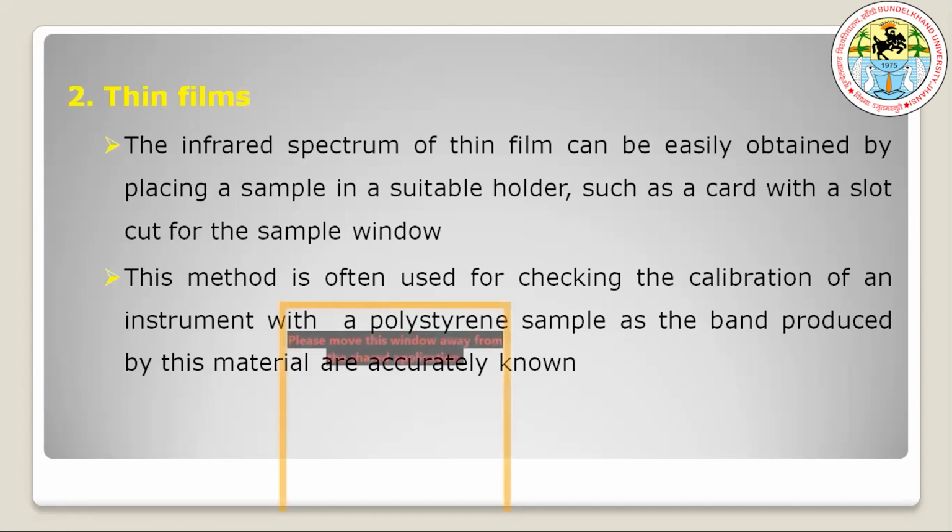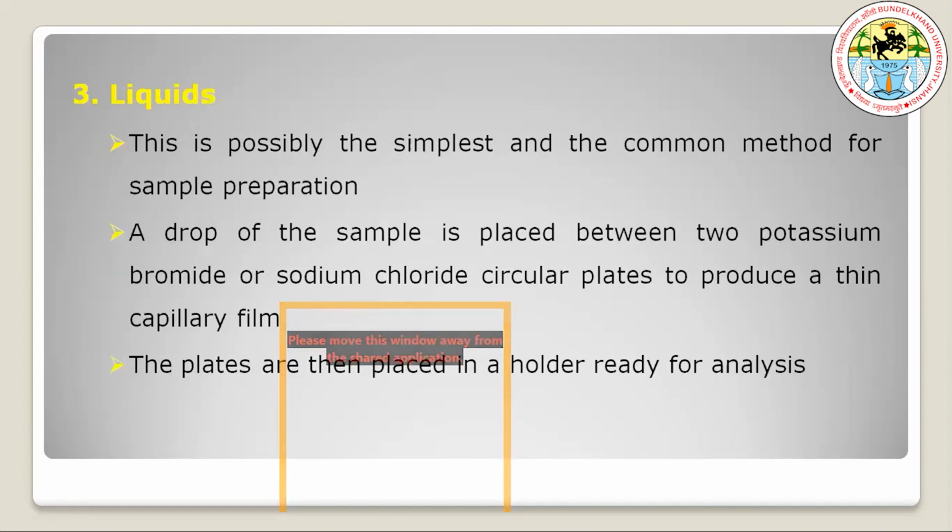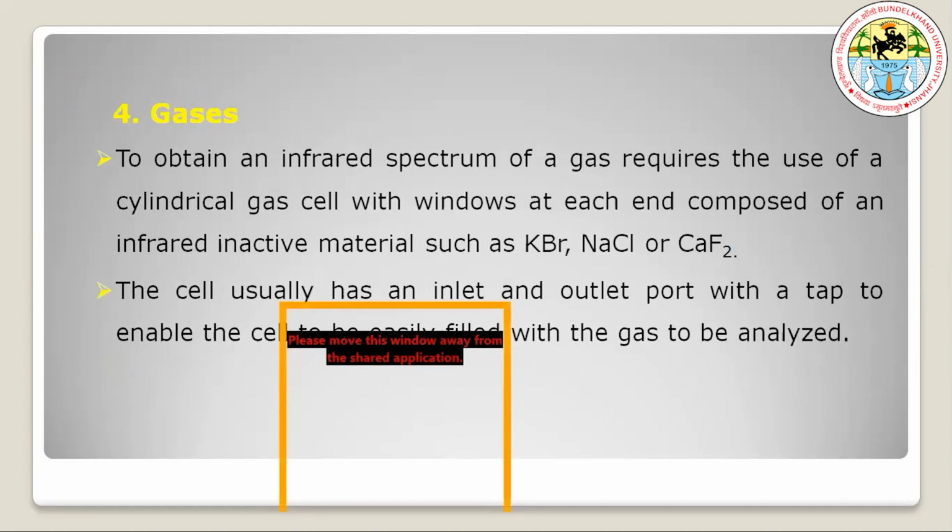Suppose your sample is in liquid form, so you directly apply your sample between the two holders of the IR disc and place it in the sample holder. Liquids, just like thin films, you apply between two sodium chloride crystal plates, press it, and finally transfer it to the sampling chamber of IR spectroscopy.